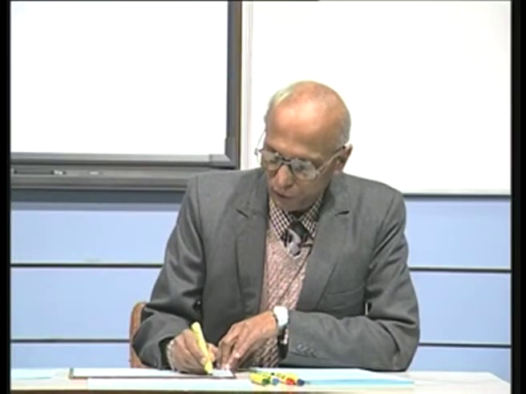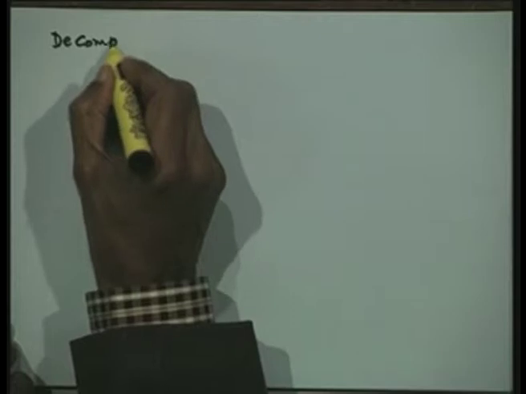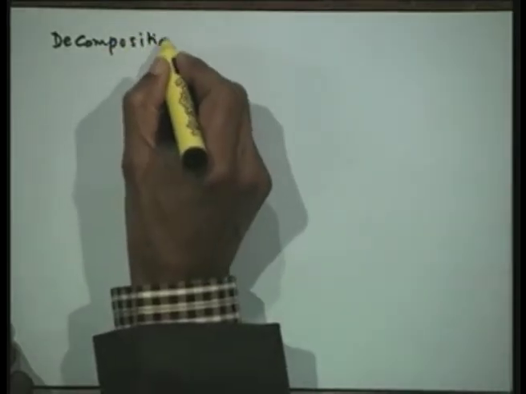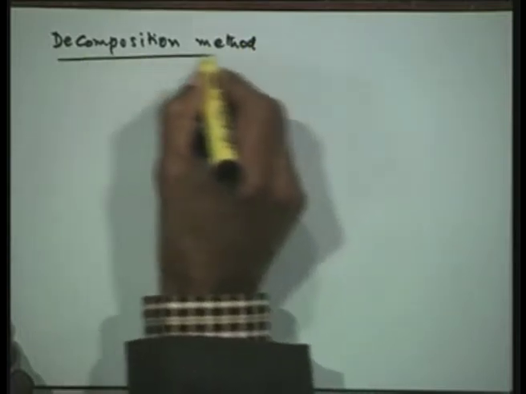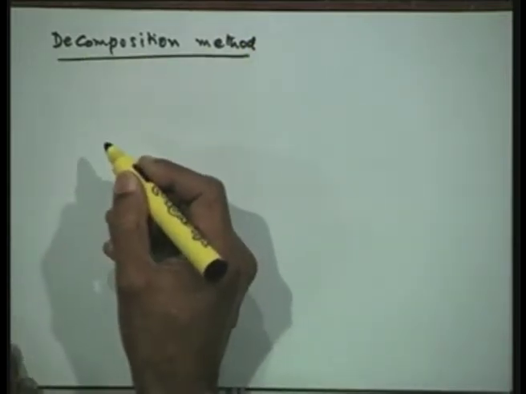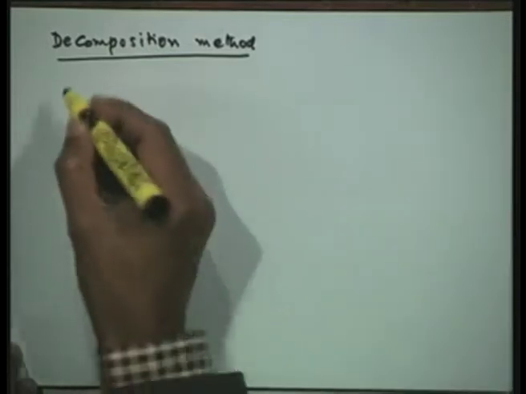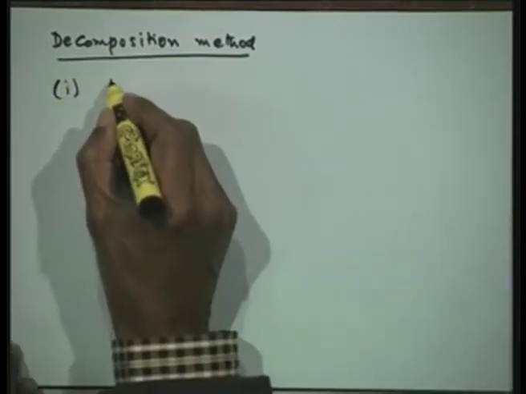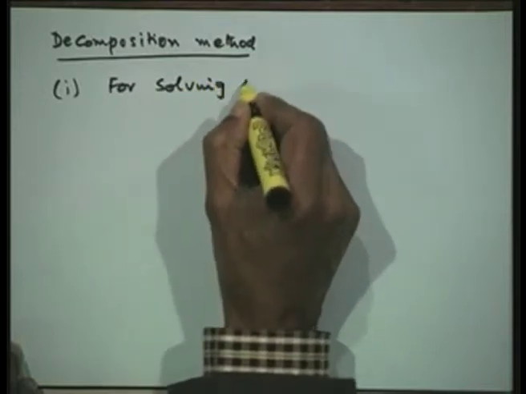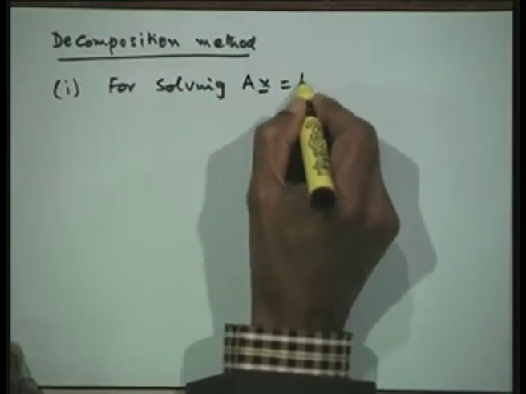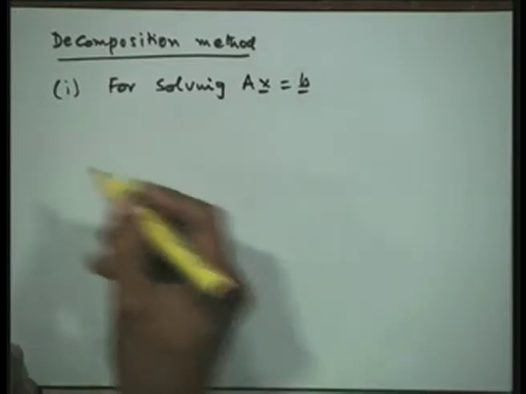Lecture, we were discussing the decomposition method. Let us discuss what we have done last time. So, we were discussing the decomposition method. We mentioned that we can use this method for solving the system of equations Ax = b. We can solve this system of equations.